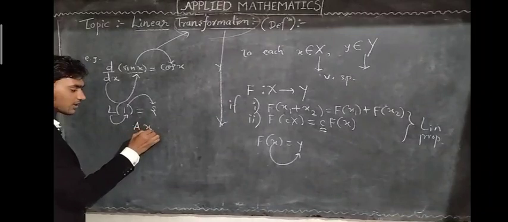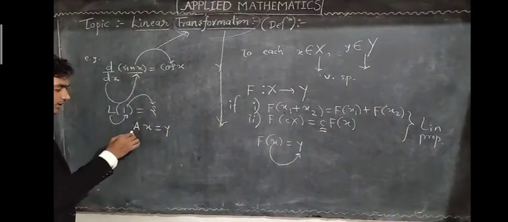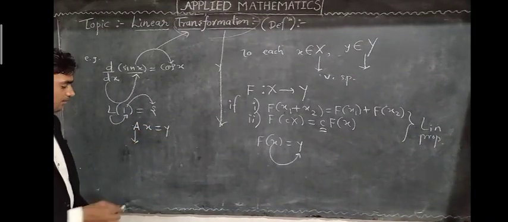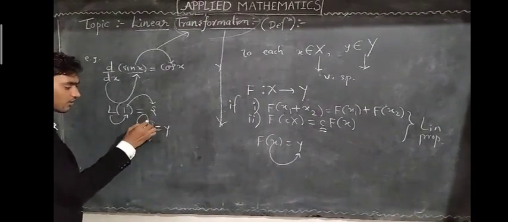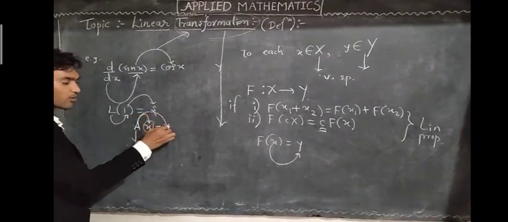A into x equal to y. Suppose A is any square matrix, x is any column vector, then matrix A converts x into y.